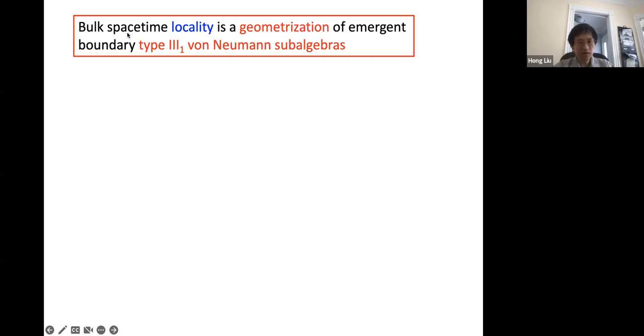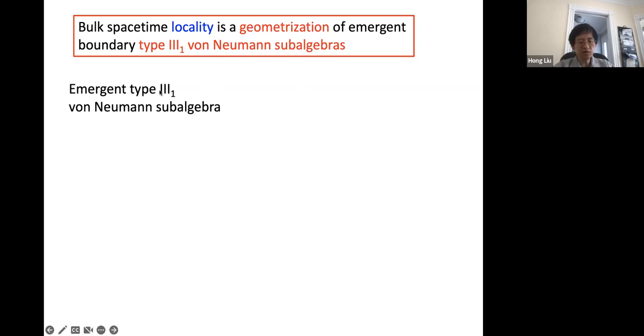for the final result. So what we want to advocate is that the bulk spacetime locality. Yeah, so if you want to talk about local regions in the bulk, then you have to have a sense of locality, okay? So the bulk spacetime locality is actually a geometrization, say, of emergent boundary type III_1 subalgebras. Okay, so I will explain those words later. So the key is to somehow understand various emergent subalgebras in the boundary theory, and actually holds the key to understand the emergence of the bulk spacetime.